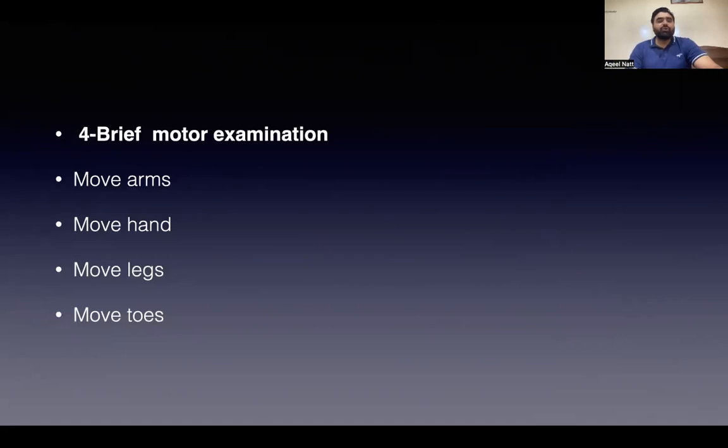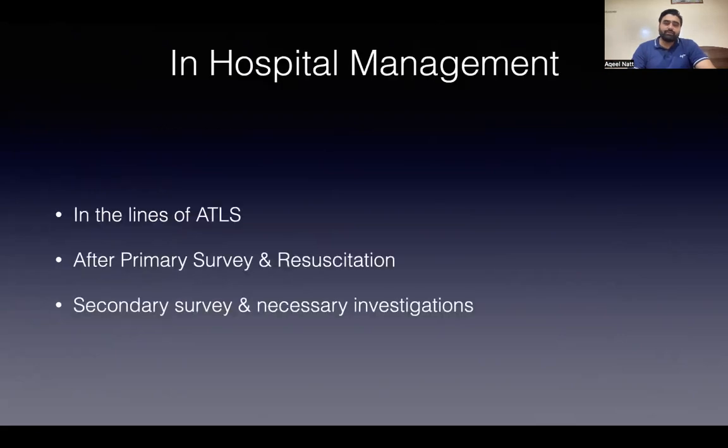So you do a brief motor examination. You just ask the patient to move his arms, move his hands, move his legs, and move his toes so you can check for any motor weakness. Then you transport the patient to the hospital, and the in-hospital management starts again in the line of ATLS.